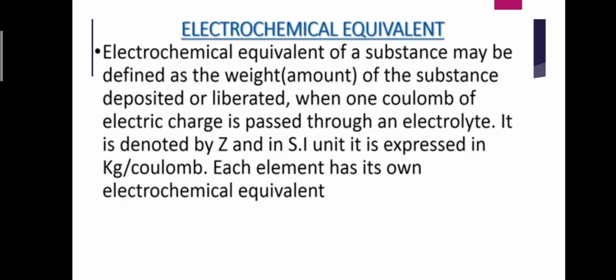Now, electrochemical equivalent. The electrochemical equivalent of a substance may be defined as the weight or amount of the substance deposited or liberated when 1 coulomb of electric charge is passed through an electrolyte. It is denoted by Z, and in SI unit it is expressed in kilogram per coulomb. Each element has its own electrochemical equivalent.